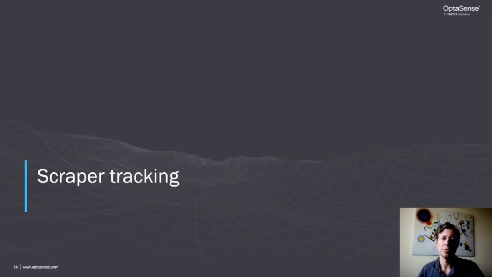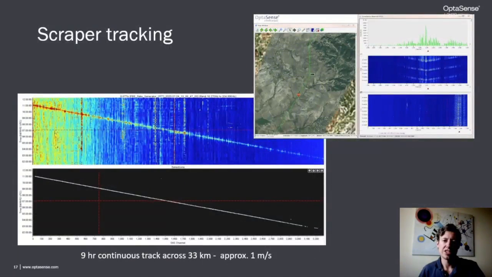We can also use fibre optic sensing to track the location of scrapers through a pipeline. As the scraper moves through the system, the interaction with the sidewalls and butt welds creates a series of moving pressure waves throughout the pipeline. These can be seen on the waterfall display to the top right as they're being created. Detection of these pressure waves allows for the real-time tracking and locating of the scraper throughout the system.